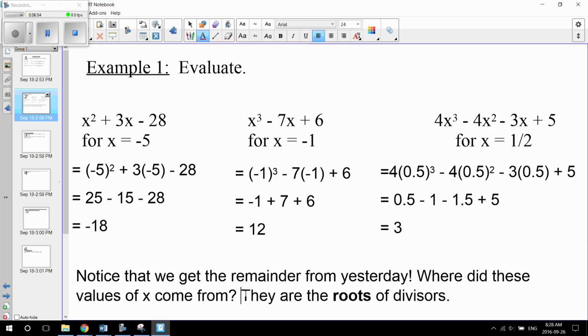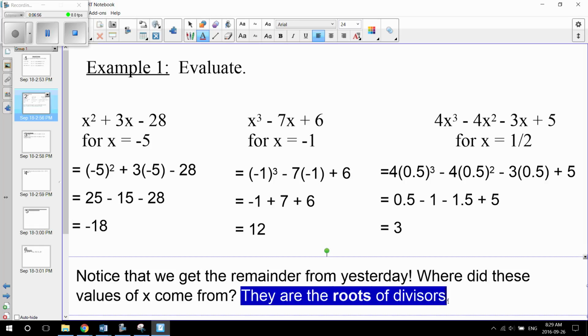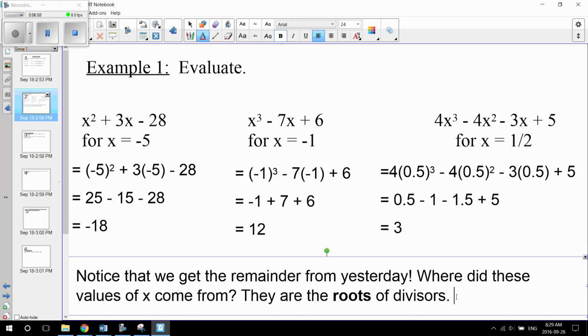And again, these factors, remember, they just give us the roots of our divisors. So they're just the roots, which remember are the same as x-intercepts.